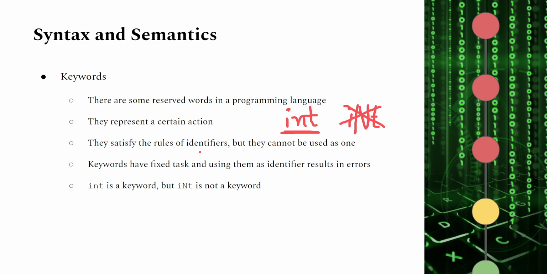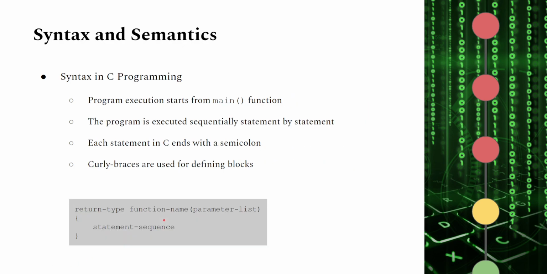They satisfy the rules of identifiers, but they cannot be used as one, as mentioned earlier. Keywords have fixed tasks, and using them as identifiers results in errors. And over here I have also given the integer example as well. So these are the keywords and how identifiers work.